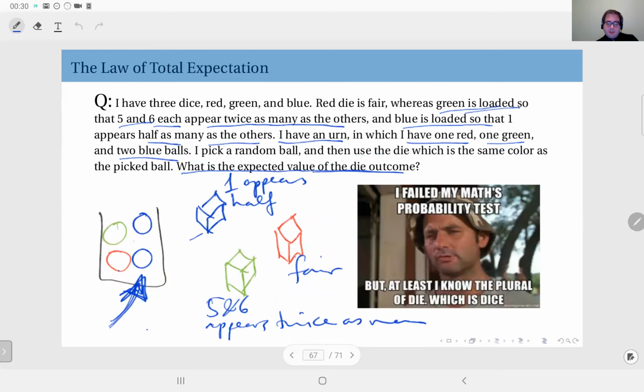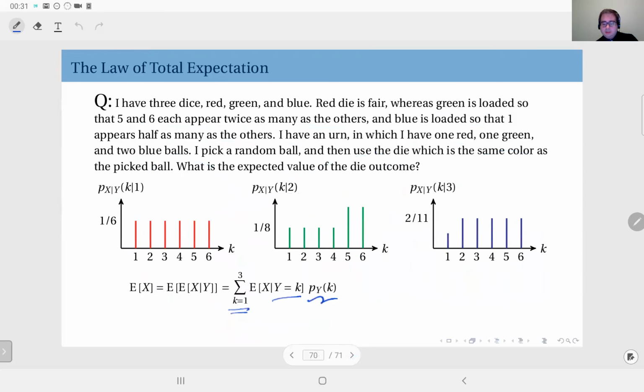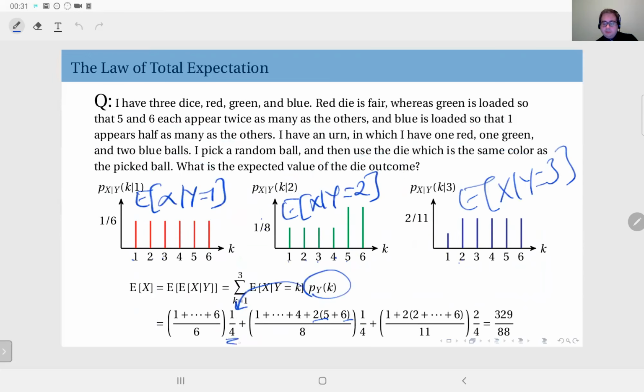Because if you remember, I have 2 blue, 1 red, and 1 green. So the blue has 1 over 2 probability, and the others have 1 over 4. So the PMF of Y here, this is red, this is green, and this here is blue: 1 over 4, 1 over 4, and 2 over 4. If you add them all up, you get 329 over 88 as the expected value.